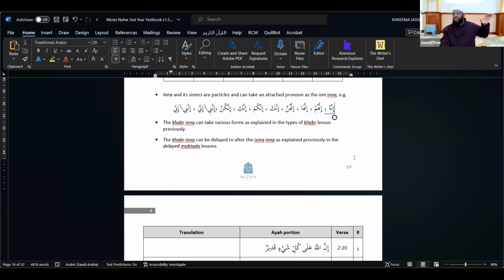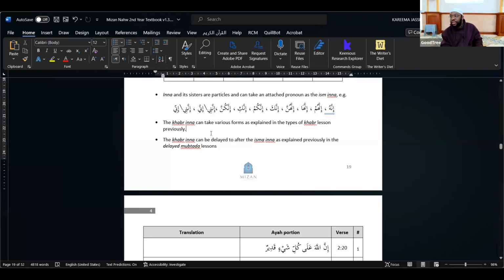The same way the mubtada could have been any one of those, the mubtada can also be this. The khabar. The same way that the khabar could be any one of those, so too can the khabar of inna be any one of those mentioned. I think I may have unclarified that point. The same way that the ism, the jumla fi'liya, the mudaf ilayh, the jar majrur, all of that could have been the khabar, so too can it be the khabar of inna. Make sense?